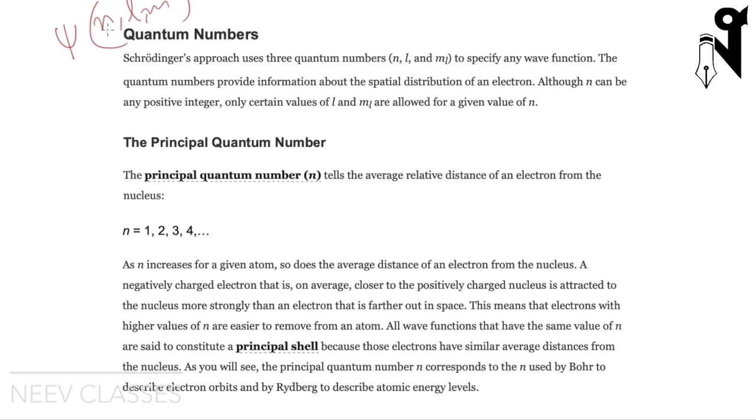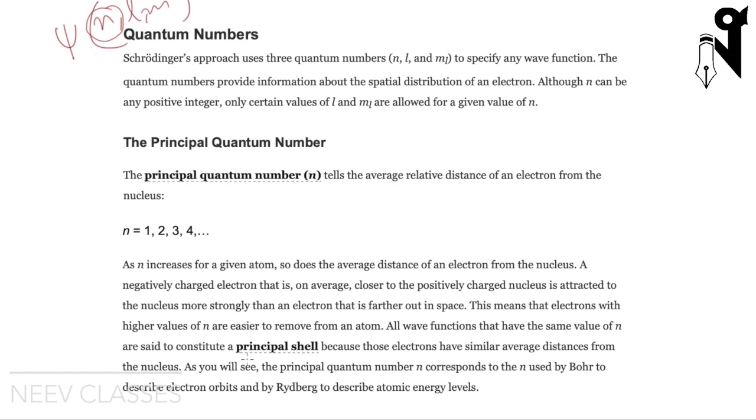So this n very closely corresponds to what n meant in Bohr's model. n was the orbit. Here n is the energy level. So n has a similar interpretation.